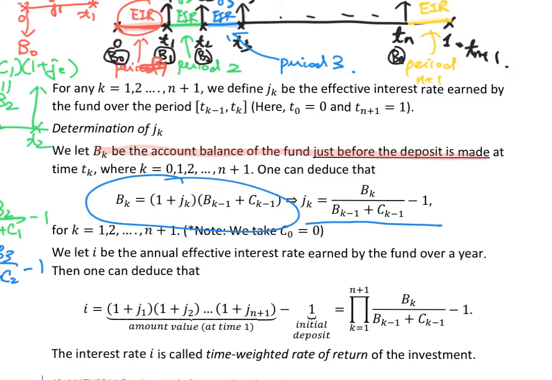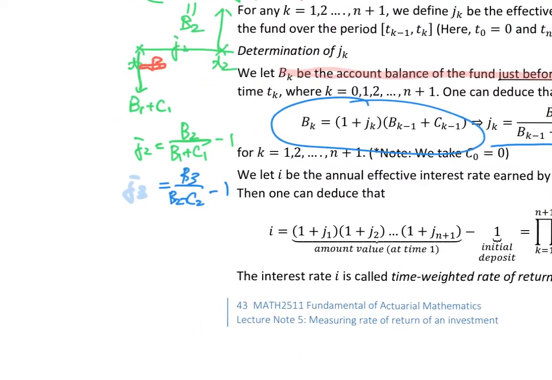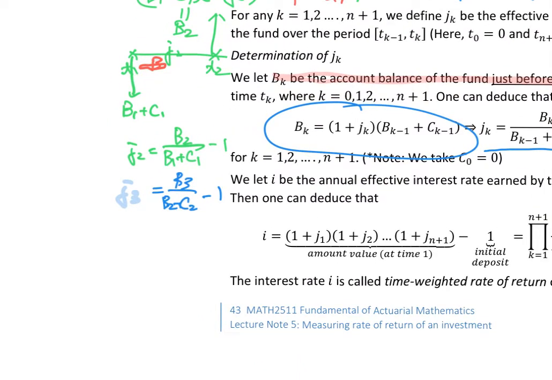Now, the next thing is, after you get this EIR, how do you get our final annual effective interest rate? Actually, it is not that difficult. Remember that our goal here is to find the annual EIR of this fund, meaning that if you deposit $1 at time 0, how much interest do you earn at time 1?